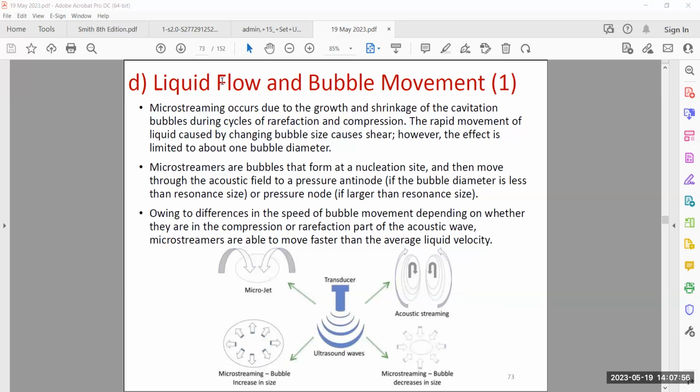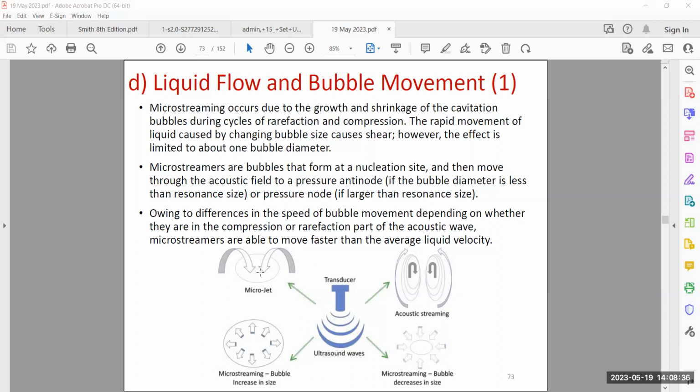Okay, so different liquid flow or bubble movement can also affect the effectiveness of your food treatment. Microstreaming occurs due to growth and shrinkage of the cavitation bubble during cycles of rarefaction and compression. So what is microstreaming? This is when bubbles increase in size, and of course when bubbles decrease in size. The rapid movement of liquid caused by changing bubble size causes shear. This shear pressure is what causes your microorganisms to die off. And the effect is limited to about 1 bubble diameter.